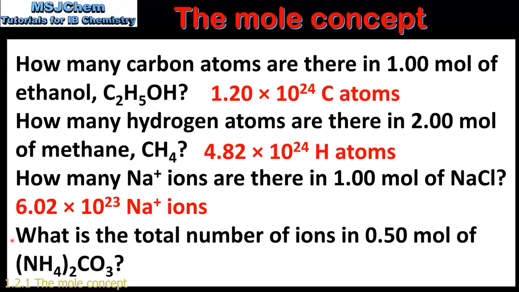And the last question is, what is the total number of ions in 0.5 moles of ammonium carbonate? And the answer is 9.03 times 10 to the 23 ions. In 1 formula unit of ammonium carbonate, we have 1 carbonate ion and 2 ammonium ions. So we multiply 0.5 by 3 and then by the Avogadro constant.